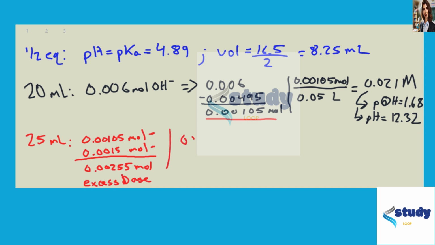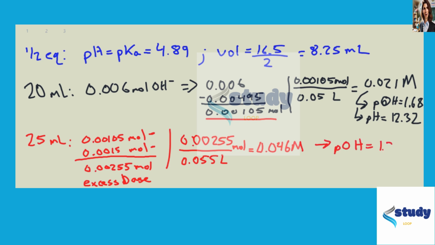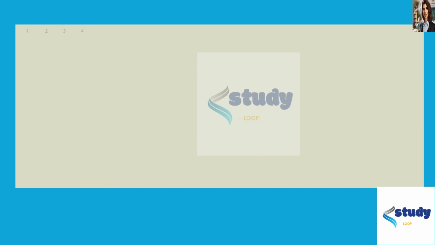And we can divide this by volume, which is now 0.055 liters, to get concentration, which is 0.046 molar. So this will lead to a pOH of 1.33 and a pH, if we subtract from 14, of 12.67. So we're finally ready to plot the whole titration curve.